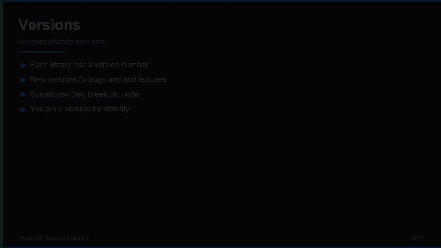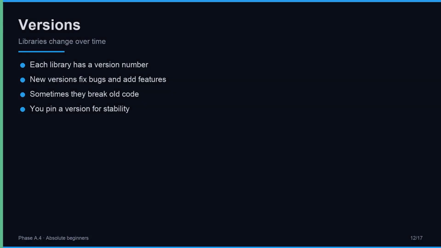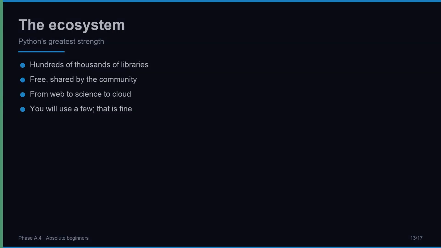Care and gratitude. Each third-party library has a version number. New versions fix bugs and add features. Usually that is good. But sometimes a new version changes how something works, and your old code breaks. That is why projects often pin a specific version. They say, I want requests version 2.31, not whatever is newest. Pinning keeps your project stable. You will learn how to pin versions when you learn UV projects. Pin for stability.